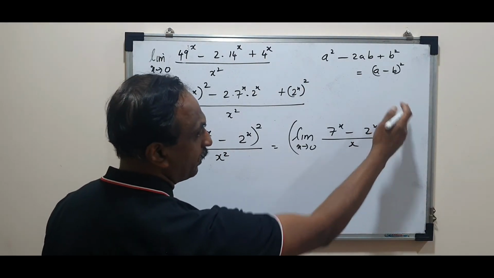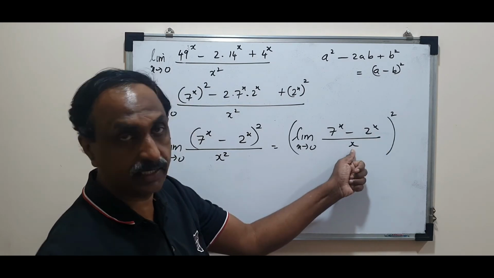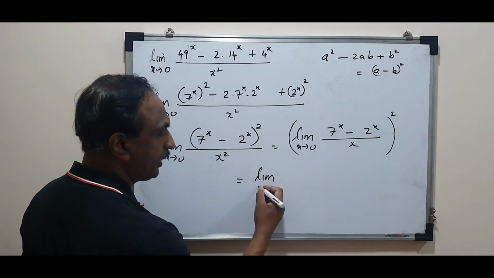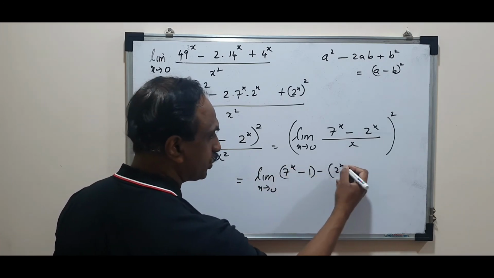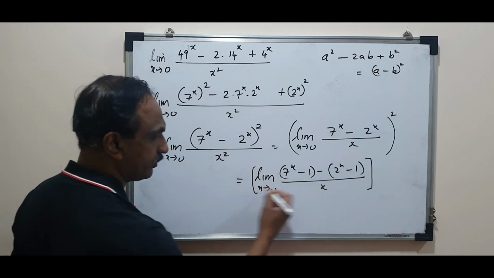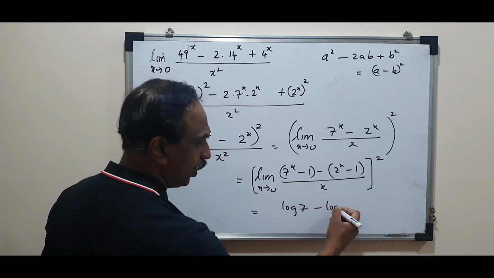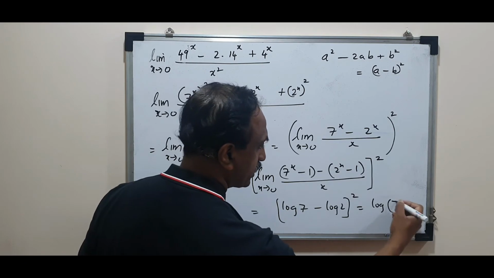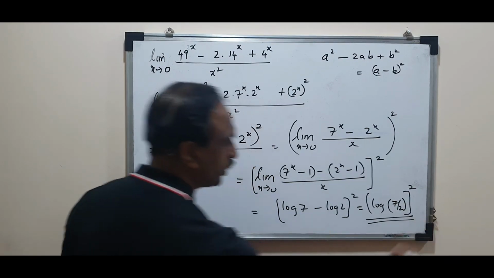Now you know this problem. If square is not there, what do you do? You put minus 1 and plus 1. You will treat it as an x problem, not an x square problem. So this you will write as limit x tending to 0, (7 raised to x minus 1 minus 2 raised to x minus 1 upon x) the whole square. So this can be written as (log 7 minus log 2) the whole square. So the final answer is (log 7 by 2) the whole square. So this will be my final answer for this problem.